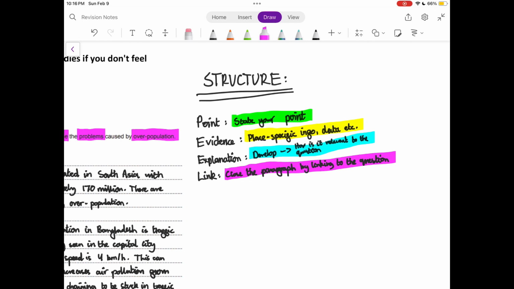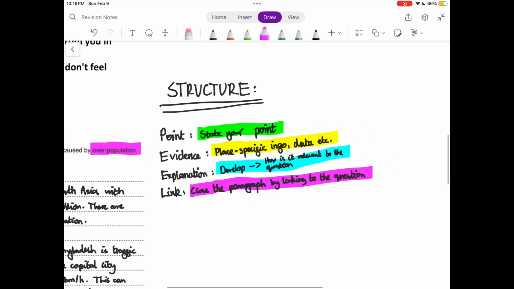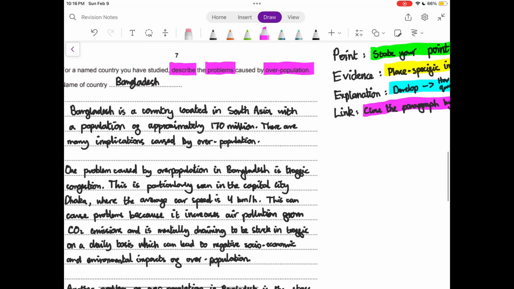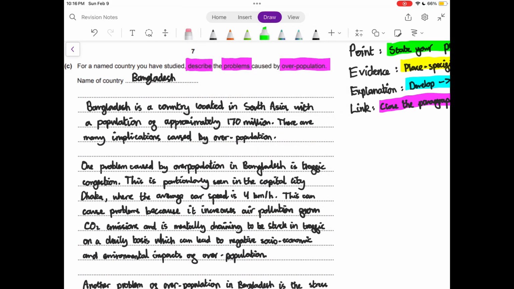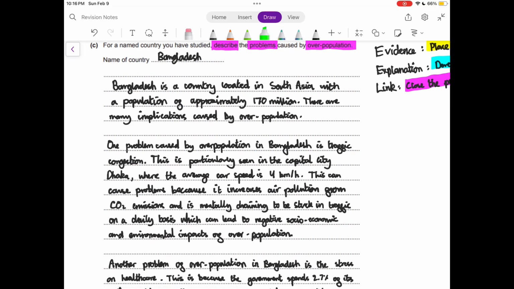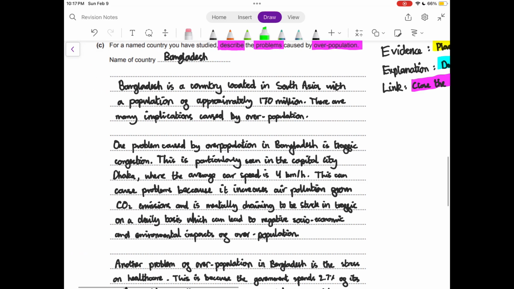So for the main body paragraphs, this is the structure you're going to want to follow. So the first thing you want to do is state your point. So I'll be highlighting this as I go along with the structure. So over here in what I wrote, 1 problem caused by overpopulation in Bangladesh is traffic congestion. That would be me stating my point.